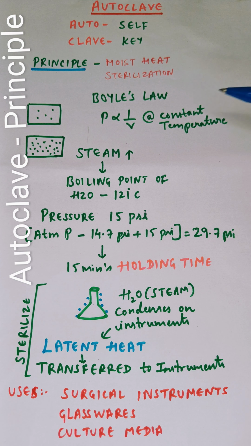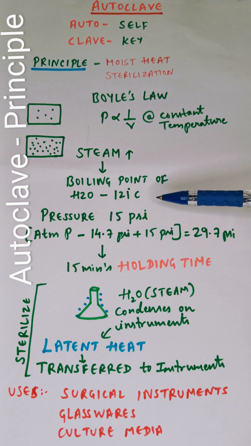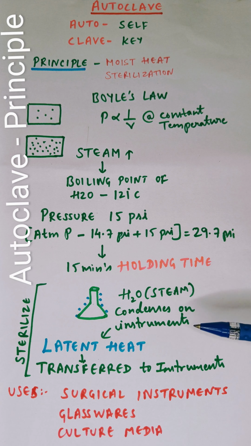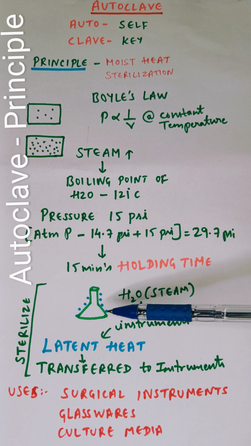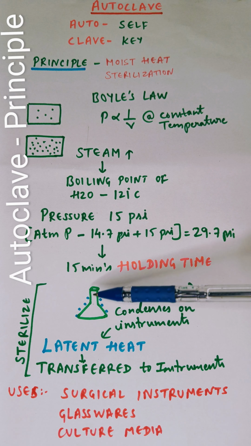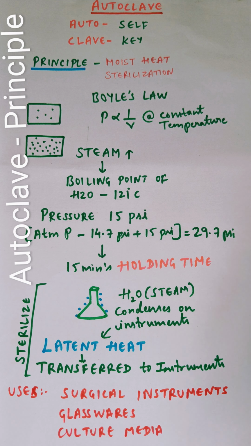Just to summarize, remember the law applied here would be Boyle's law, and the holding time for this autoclave machine is 15 minutes at 15 psi, where the boiling point of water reaches 121 degrees centigrade, and the mechanism of sterilization here is from the steam, heat is transferred onto the vessels or the instruments, whatever is kept inside the chamber. So because of the extreme heat, this instrument now gets sterilized.